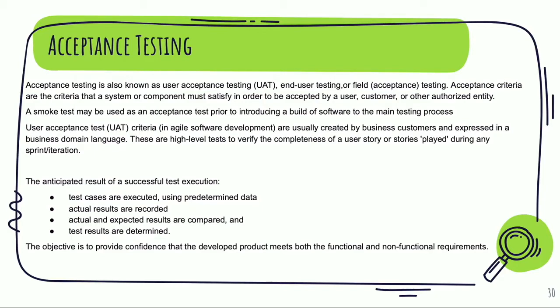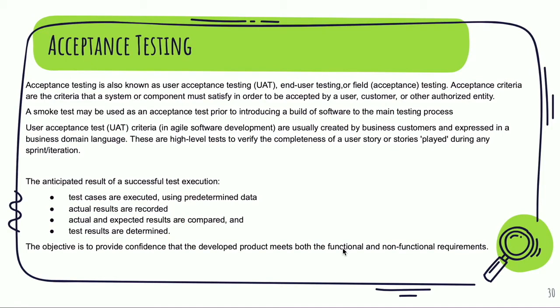So the test cases that we create from the acceptance criteria are compared on actual and expected results. For example, if from the acceptance criteria we deduce that with the correct email and correct password the user should log in, we compare: with the correct username and correct password, is the user able to log in? Is the actual the same as the expected? This is how actual and expected results are compared. Test results are determined.